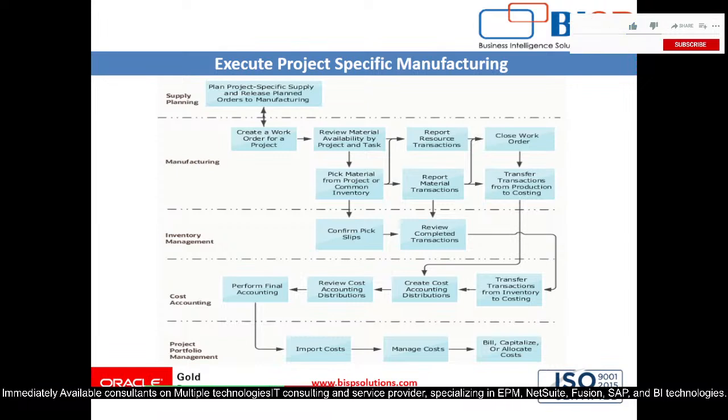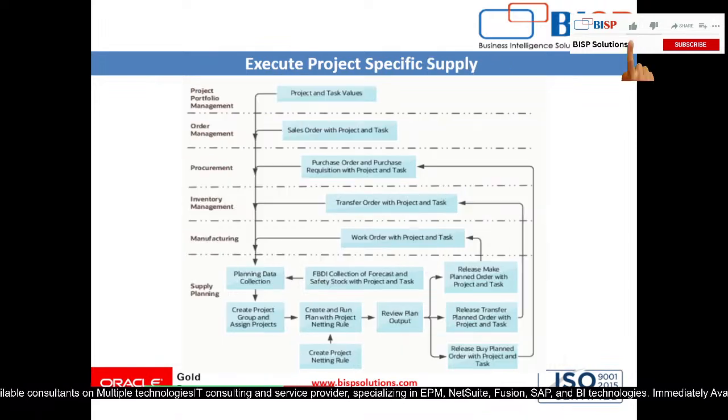manufacturing. And in the same way we have project specific supply. You can see the project specific supply, and this is also a high level process diagram. You can see we start project specific supply planning with the collection of task attribute values, the relationship from the project management portfolio. So we take the information of a project and the task value from the project portfolio management to the order management.